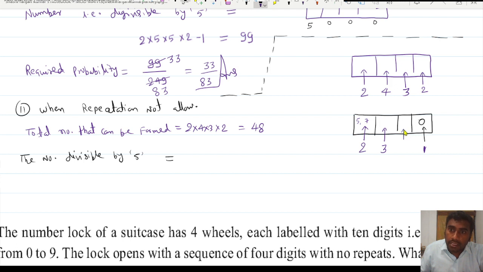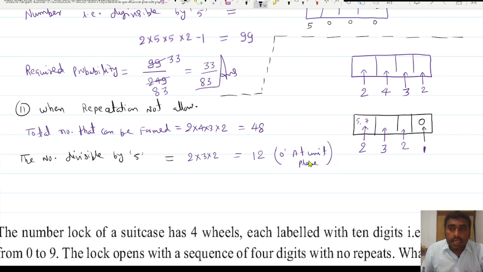And to fill this we have only 2 options. So how many numbers can be formed here? That is 2 into 3 into 2, which is 6 into 2, 12. So here we are getting 12. This is the case when we have taken 0 at the unit place.